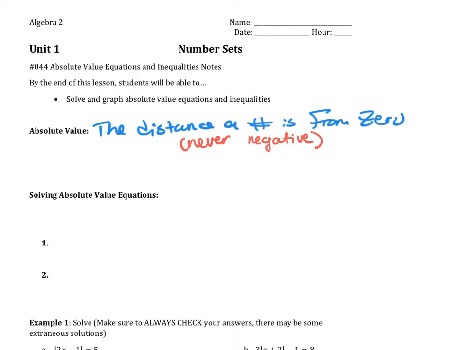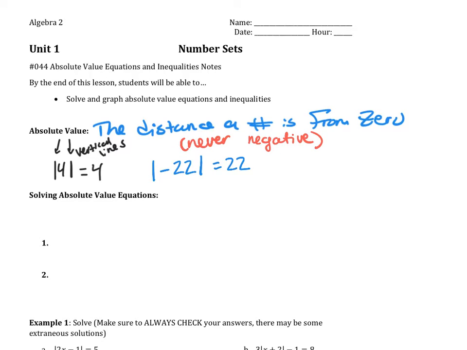So for example, if we had the absolute value of 4, remember the absolute value symbol is these vertical lines. The absolute value of 4 is just asking how far away from 0 is 4. 4 is 4 away from 0. If we wanted to do the absolute value of -22, this is asking how far away from 0 is -22. -22 is 22 away from 0.